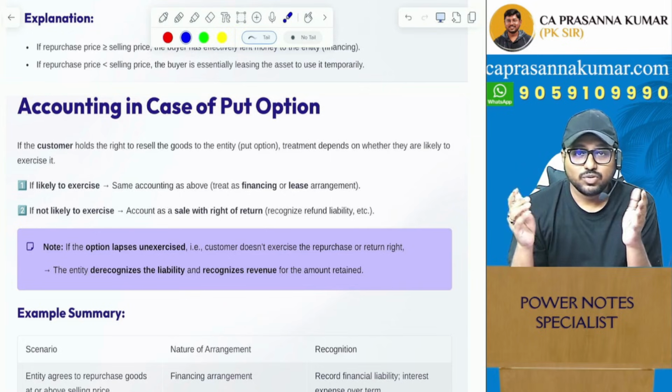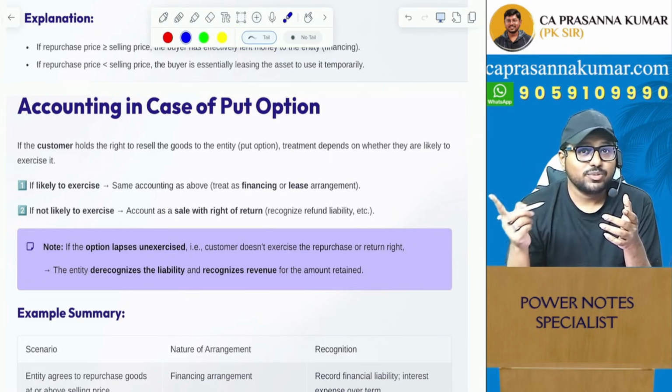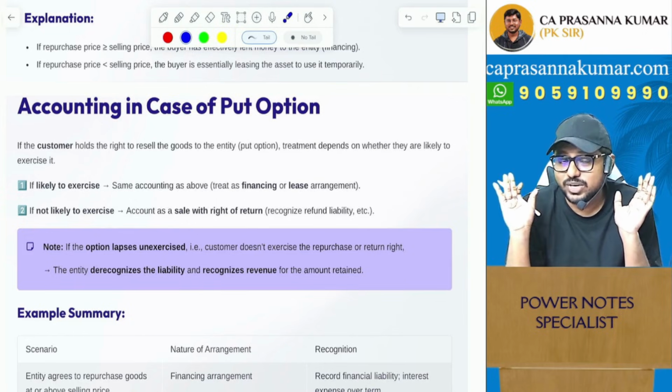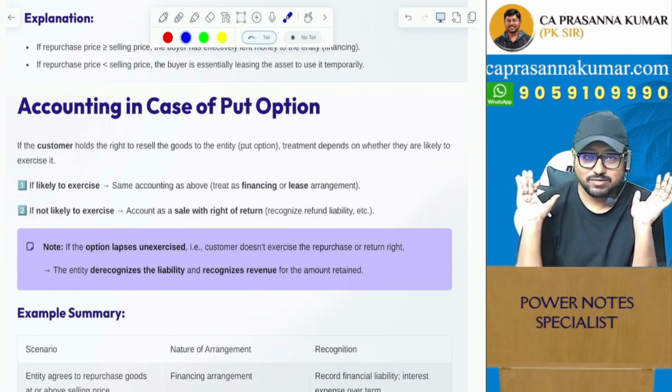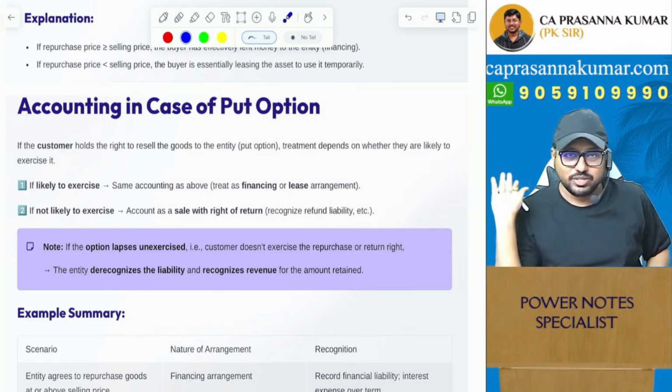Then what you will do? So what will be your initial entry? Bank account debit to refund liability. Then once the option gets lapsed and you are sure that now the sale has happened because the customer has no option to return, then you will cancel the liability because there is no more liability for you, because you need not refund the money. Then you recognize the revenue. So refund liability debit to revenue. Clear?